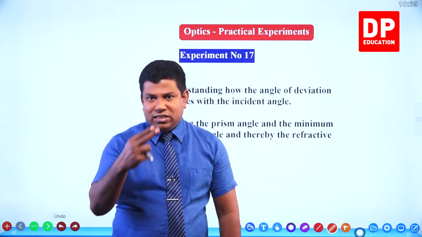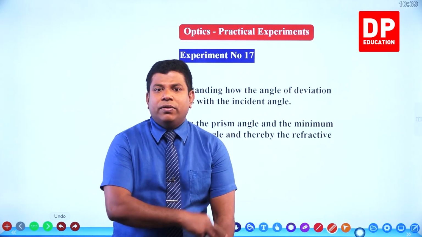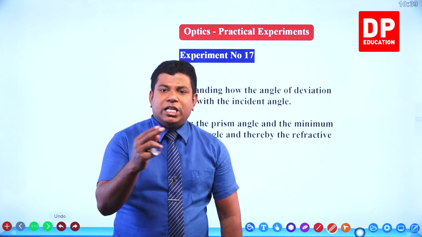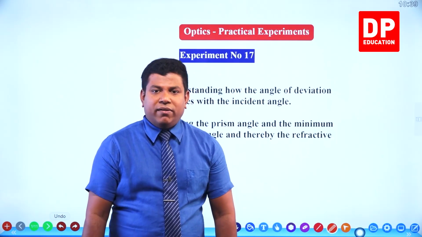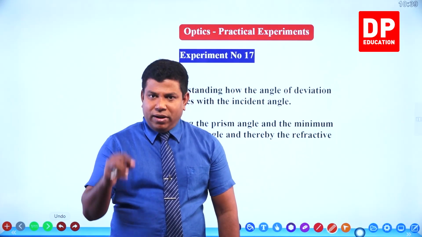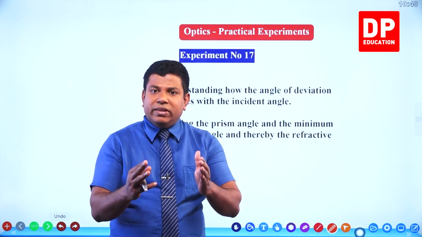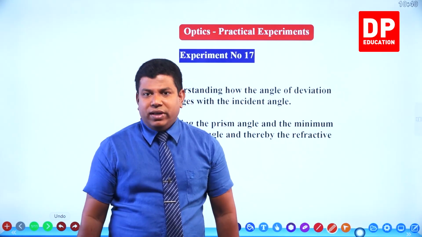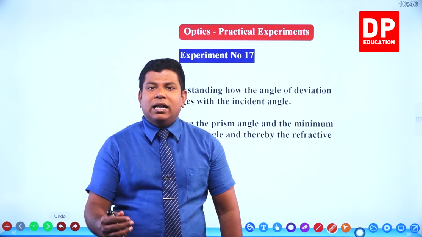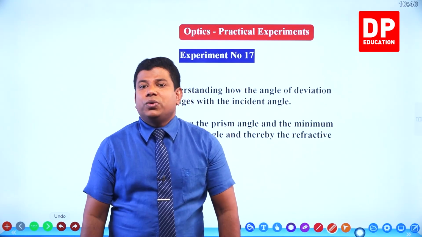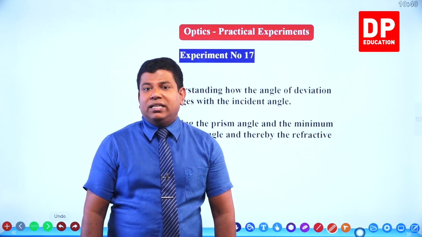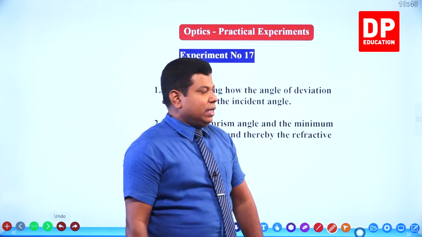Right? First, constructing the graph. Which graph? The deviation versus incident angle graph we have to construct. And then from there we can find the minimum deviation. We can find the prism angle as well. Using the prism angle and minimum deviation, how to find the refractive index is what we are going to see now.